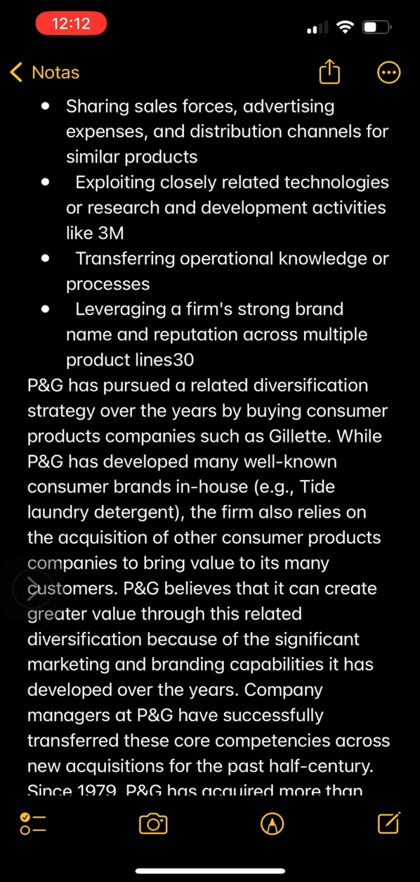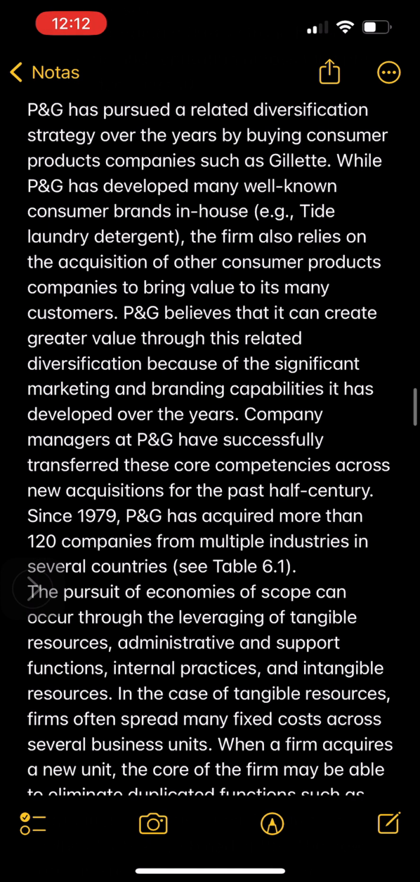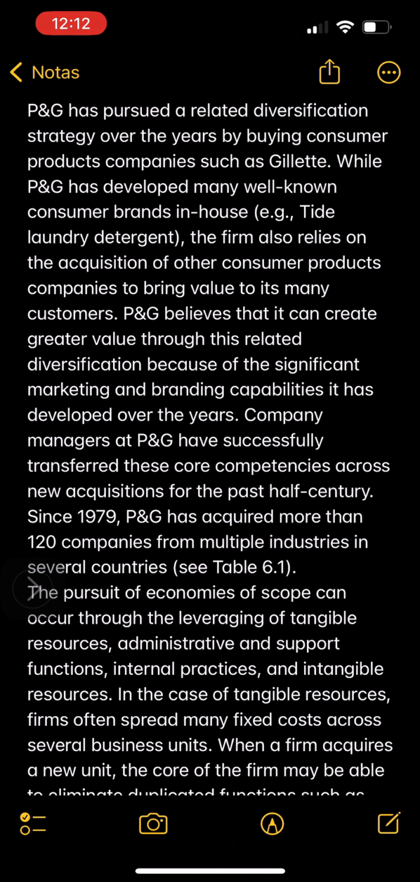and leveraging a firm's strong brand name and reputation across multiple product lines. P&G has pursued a related diversification strategy over the years by buying consumer products companies such as Gillette. While P&G has developed many well-known consumer brands in-house, for example, Tide laundry detergent, the firm also relies on the acquisition of other consumer products companies to bring value to its many customers. P&G believes that it can create greater value through this related diversification because of the significant marketing and branding capabilities it has developed over the years. Company managers at P&G have successfully transferred these core competencies across new acquisitions for the past half-century. Since 1979, P&G has acquired more than 120 companies from multiple industries in several countries.